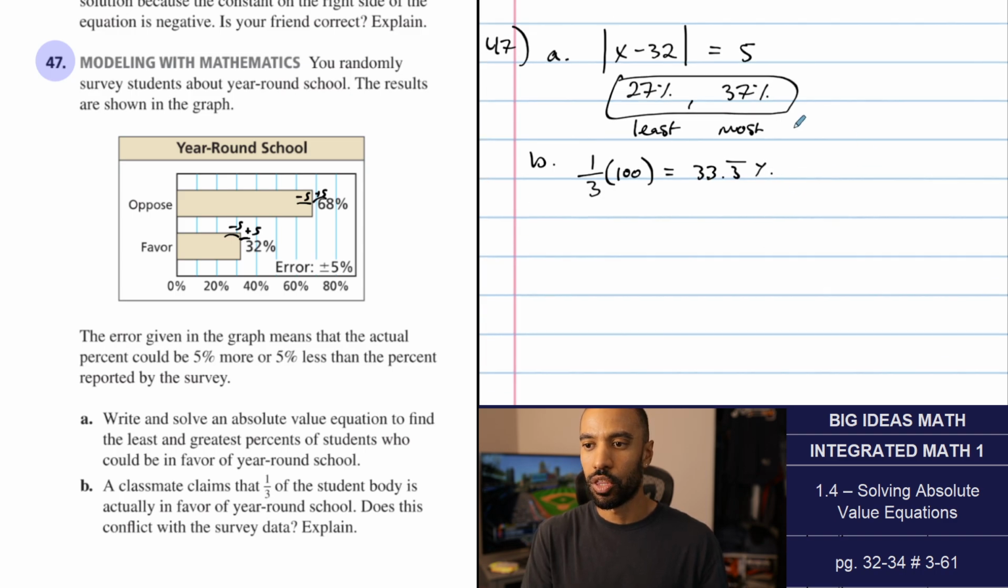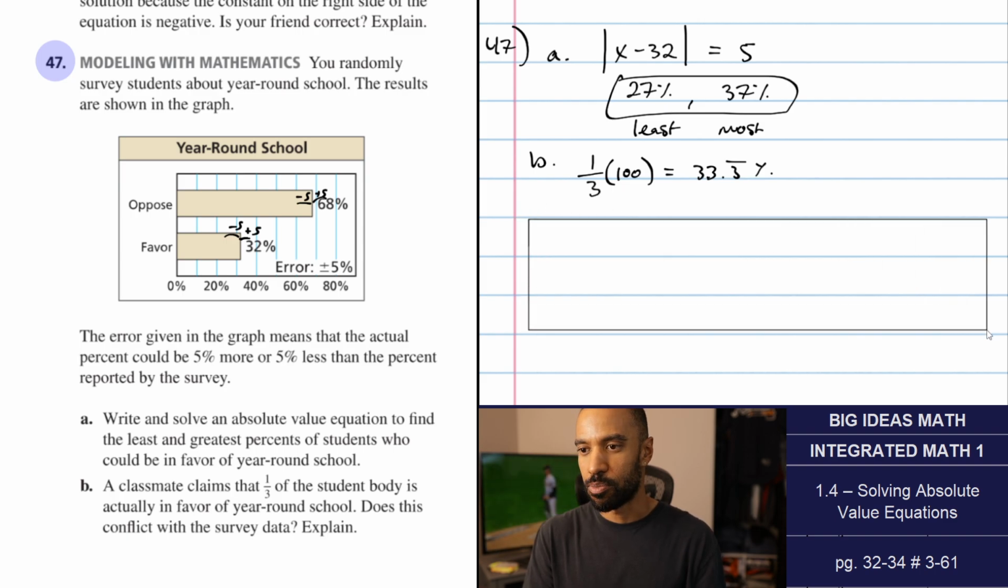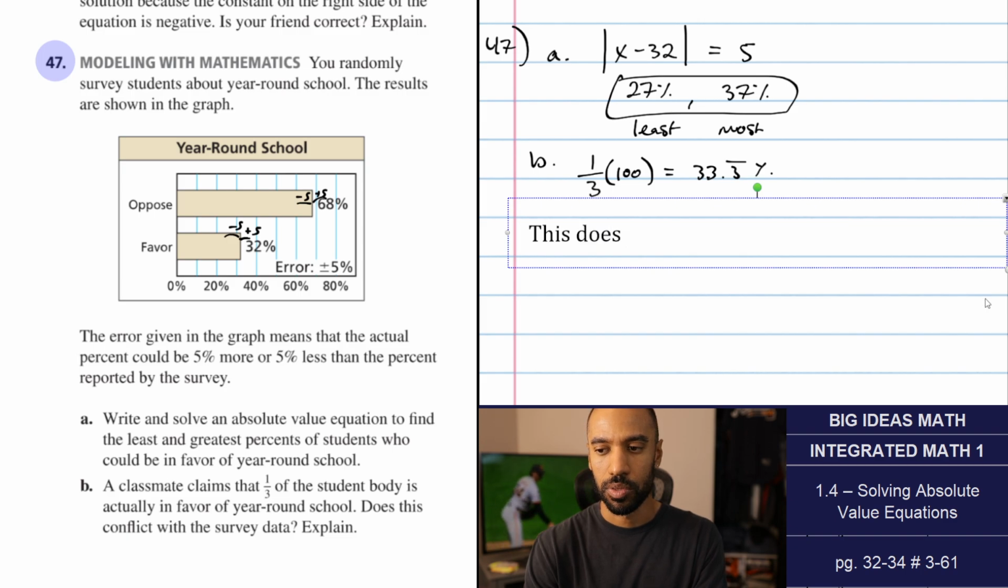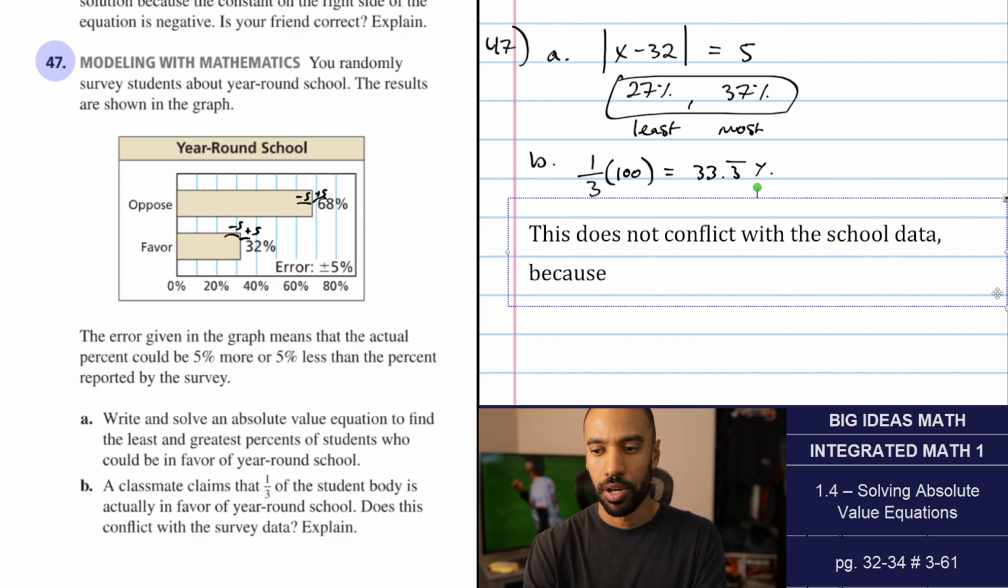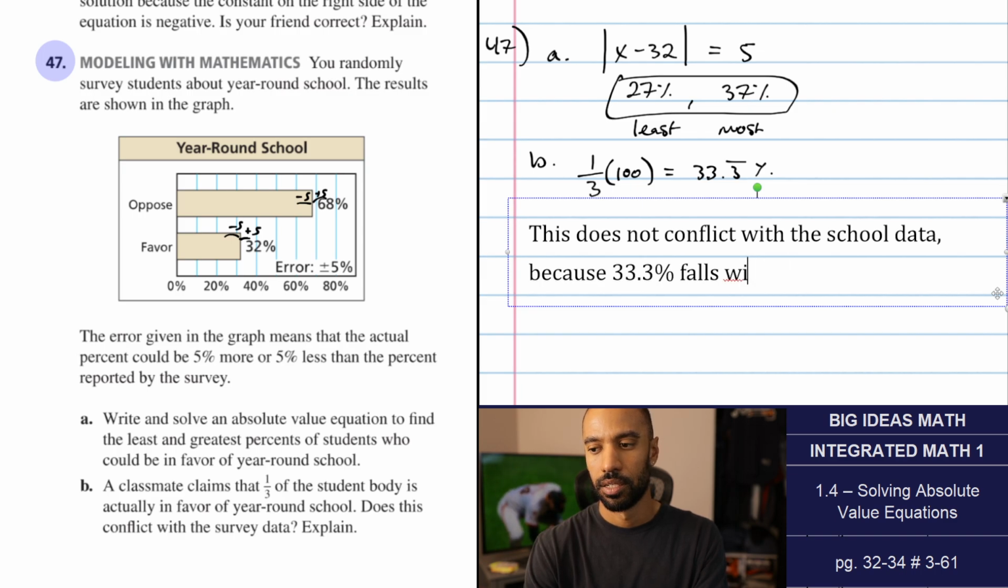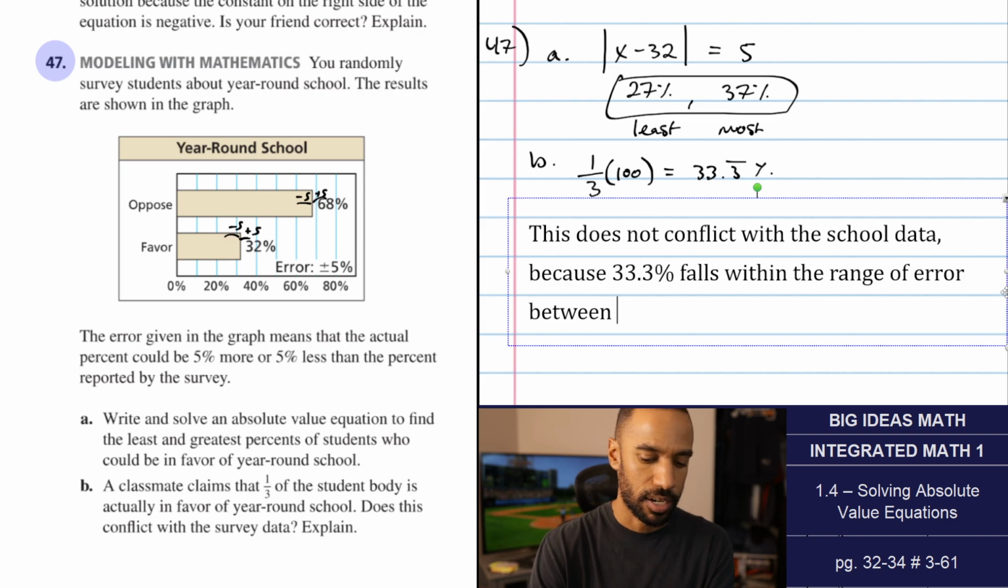So as long as the 33% is within 27% and 37%, you're good, right? That's what we're saying here. It doesn't have to be at 27 or 37. This does not conflict with the survey data because 33.3% falls within the range of error between 27% and 37% in favor.